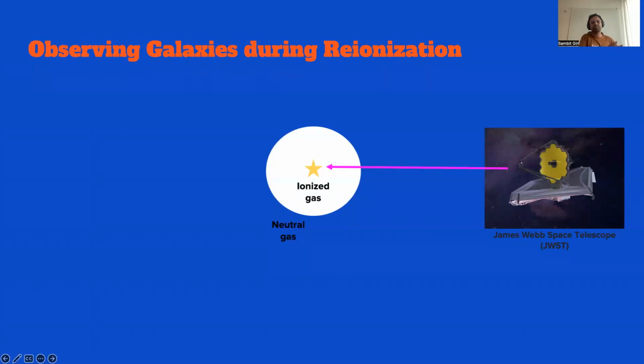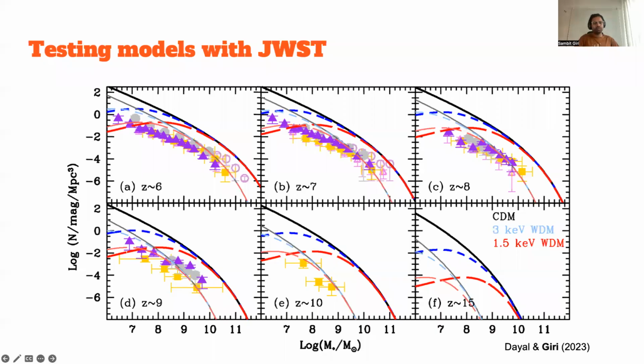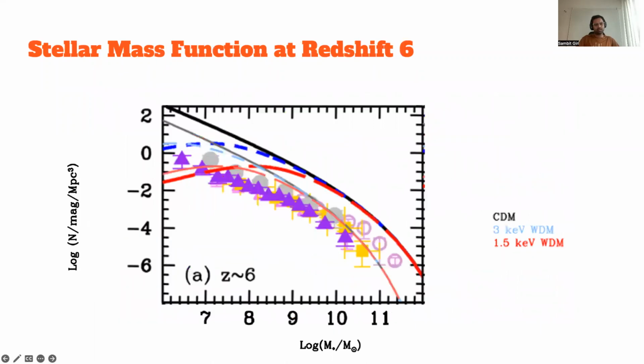We have started to observe these light sources with the JWST. Therefore, we want to know if we can already say something about the dark matter using these observations. We took the currently available observations from JWST to test their sensitivity to study dark matter models. Here I show all the redshifts at which we compared our models. But let me focus on one of these redshifts only.